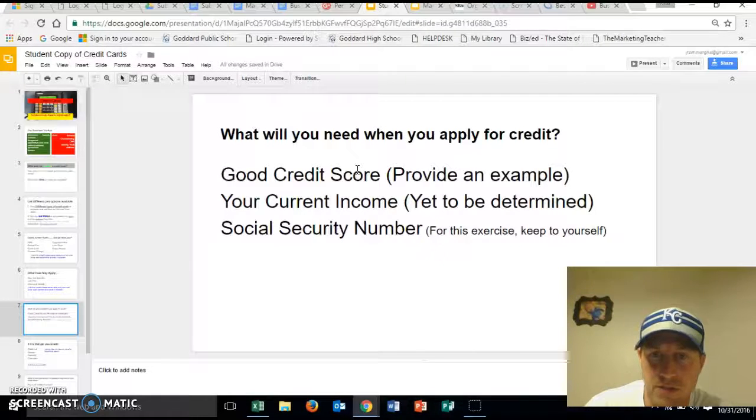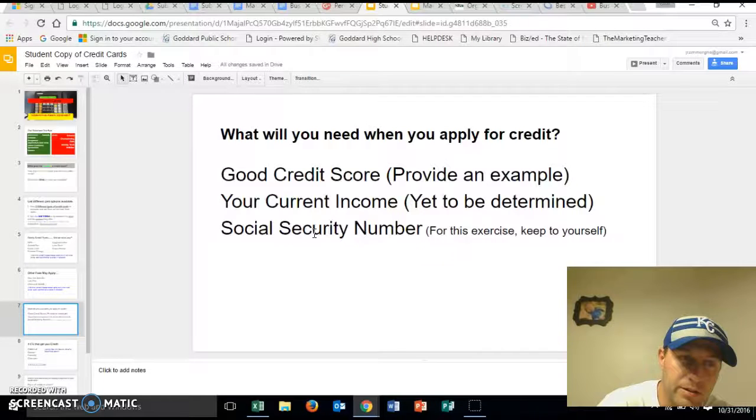The next thing is your current income. That's just a note for you to know. You need to have that to apply for credit. You also need a social security number. They're going to look at your past to see what your proven record is on paying and or income tax, because a lot of the income taxes that you pay are relative to social security.